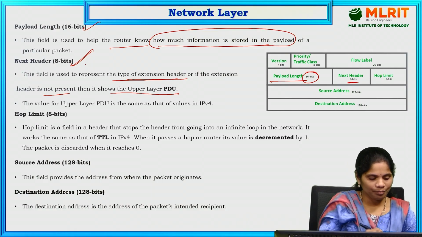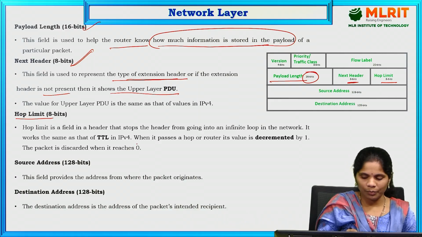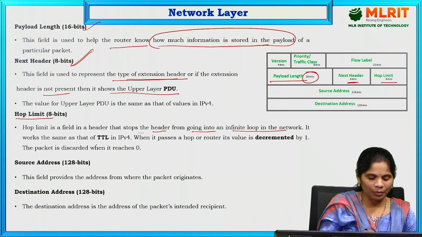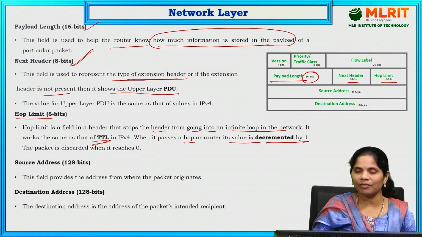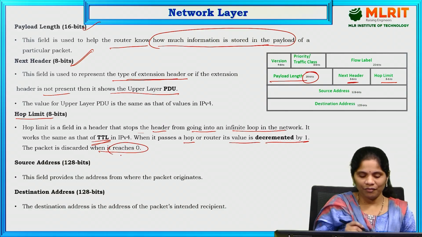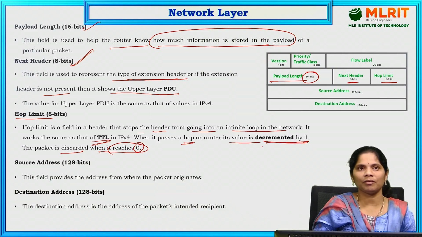And coming to hop limit. Hop limit is also 8 bits. It stops the packet from going into an infinite loop in the network, so it limits how long the packet lives. When it passes through a hop or router, its value is decremented by 1. And the packet is discarded when it reaches 0. That is the hop limit, which also has 8 bits.